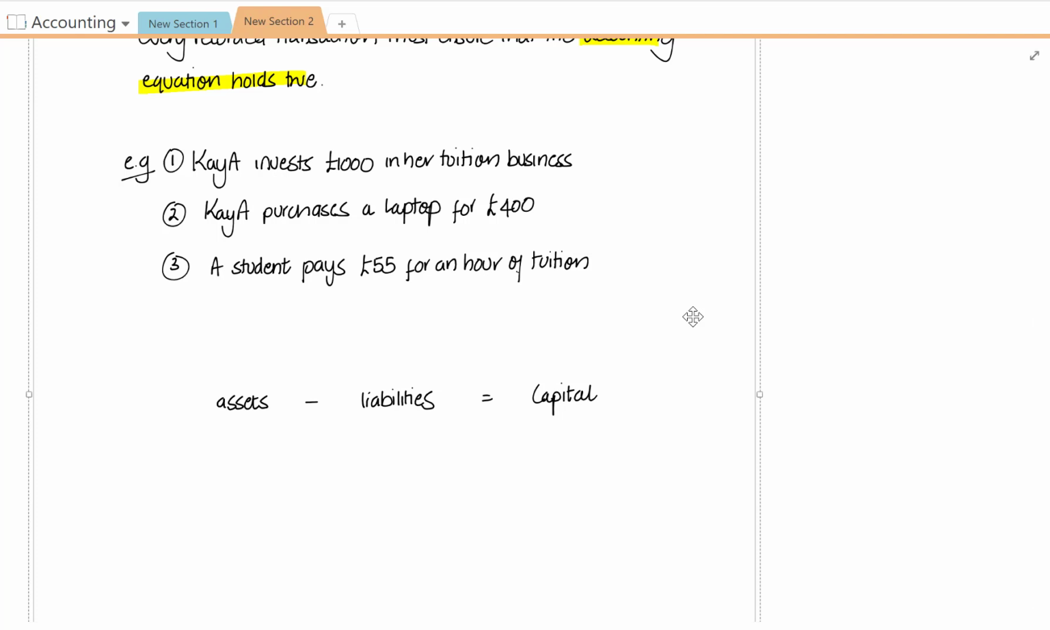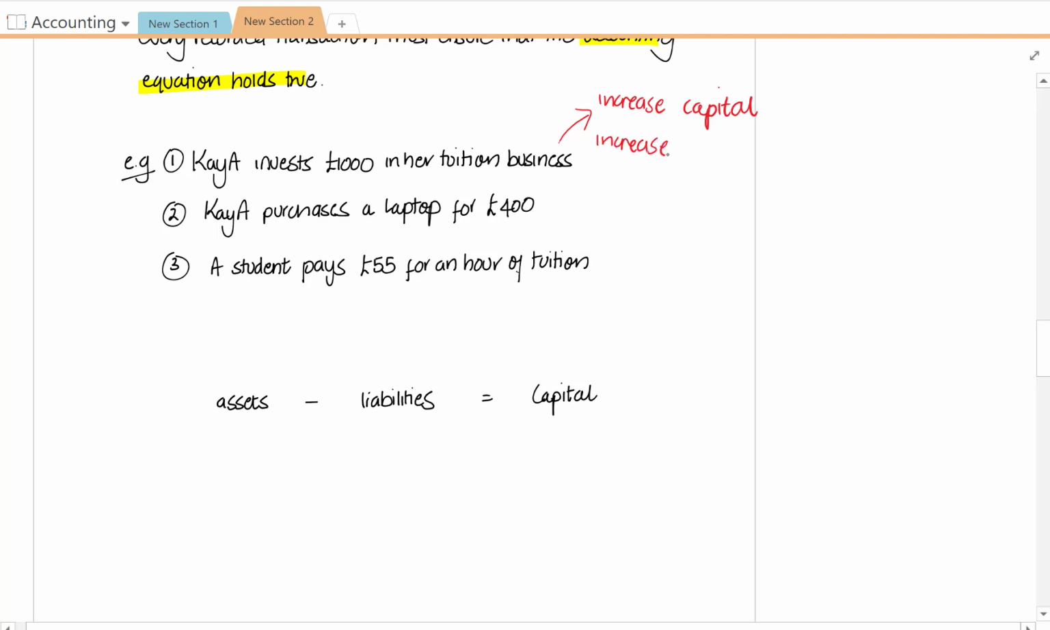Starting off with the first transaction, KA invests £1,000 in her tuition business. If we were considering this in the form of the accounting equation, what elements are changing? Hopefully you agree that investing £1,000 into the business would certainly be an increase to capital. At the same time, that £1,000 is going to be banked into a bank account.